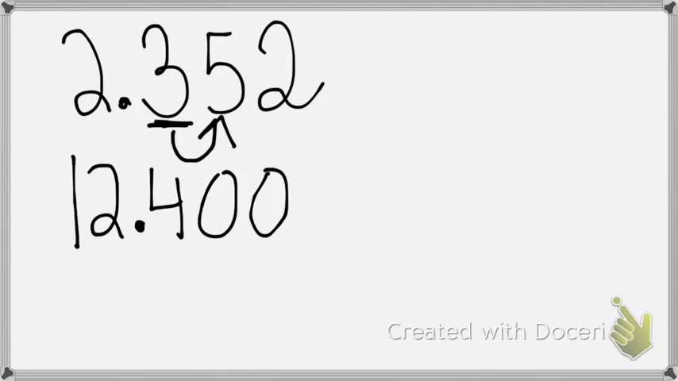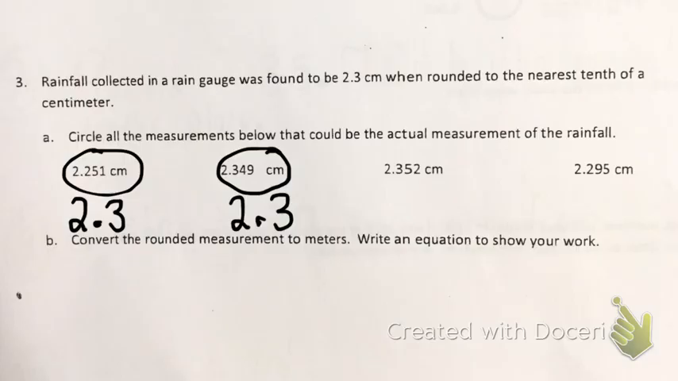Boys and girls, can I use 2 and 4/10? No, sir. Can I use this? No, because it has to be 2 and 3/10. So I cannot circle that one. And then, of course, the last one, you would do that one as well.